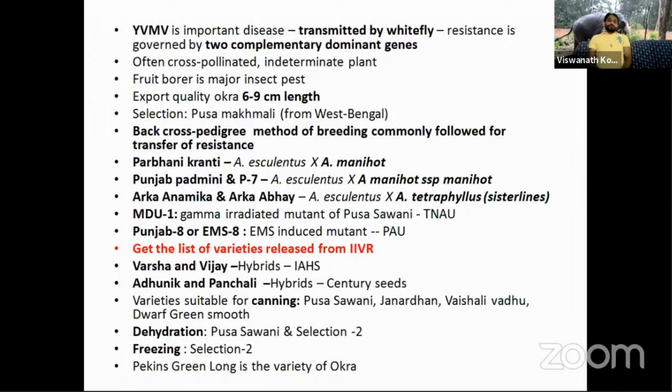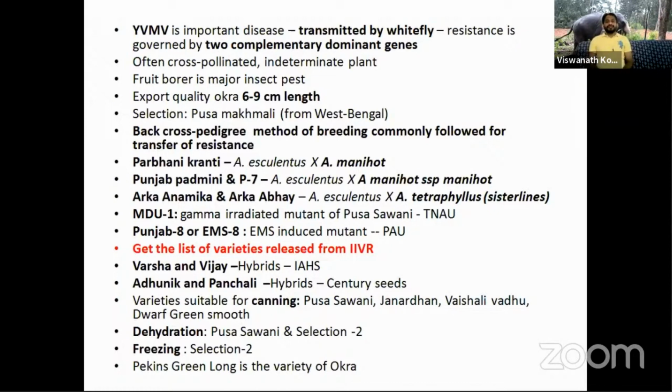YVMV is an important disease, as we talked about earlier, and it is transmitted by the whitefly. The resistance is governed by two complementary dominant genes, and okra is an often cross-pollinated crop. For export quality okra, the fruit length should be 6 to 9 centimeters. This is also a previous question. So the export quality okra should have a fruit length of 6 to 9 centimeters.